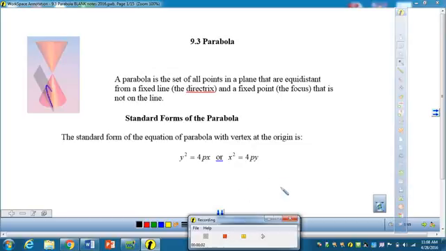In our last section of Chapter 9, we're going to look at our final conic section shape, which is the parabola. Now, we've studied parabolas before throughout algebra. We've studied quadratic functions. We know that it has something to do with an x squared. Today, we're going to approach parabolas in a different way than we ever have before.